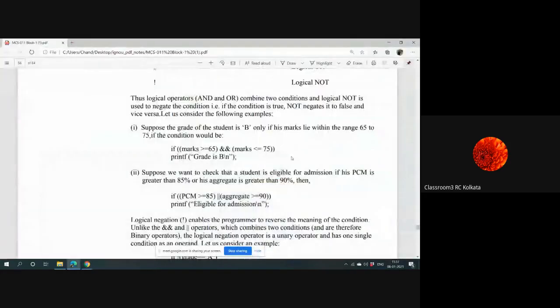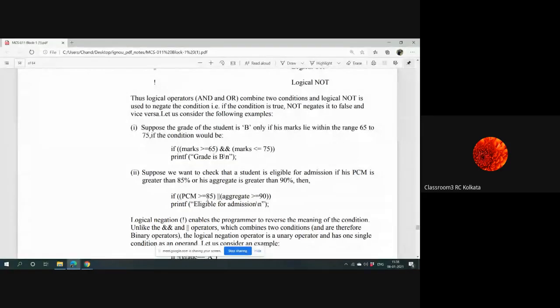Now you see the OR. Suppose we want to check that a student is eligible for admission in the PCM course, physics, chemistry, mathematics, if the PCM score is greater than 85% or his aggregate is greater than 90%. So there are two conditions. Either his PCM score is greater than 85, then he is eligible for admission. At the same time, if the aggregate marks is greater than or equal to 90, then he is also eligible for the admission.